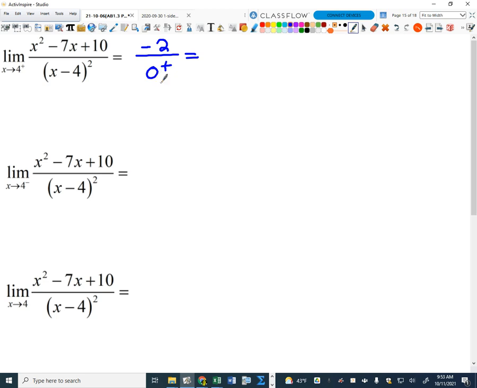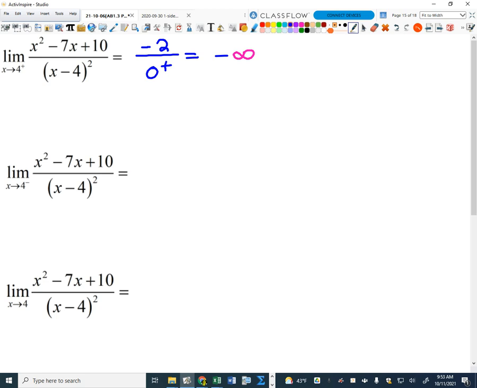Well, we got a 0 on the bottom, so we know we're getting an infinity. What's the sign going to be? Negative, because I've got a negative number divided by a positive number. Okay? What's the answer going to be from the other side? We could do this one right away.